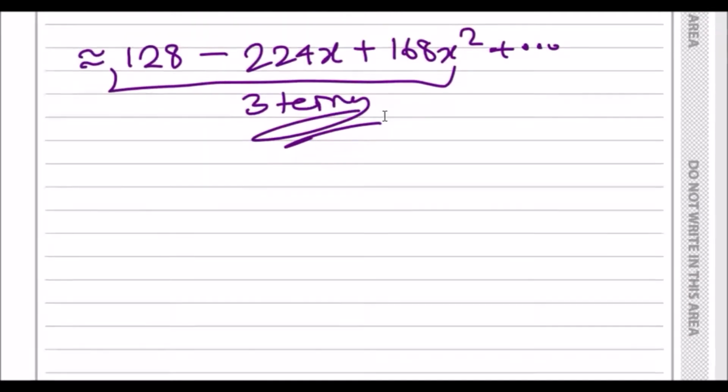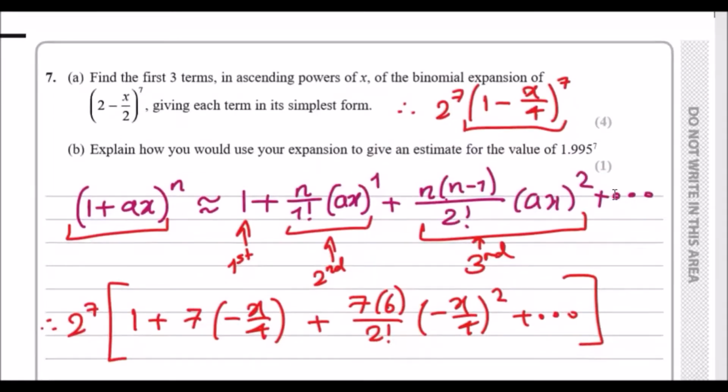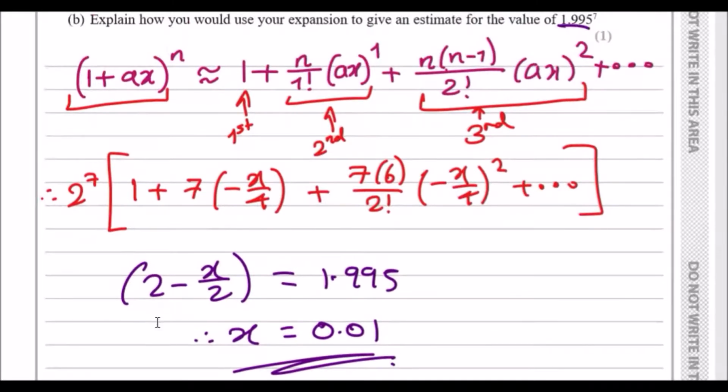Well, you just have to use your answer here to work that out. When you look at this figure, you need to notice that it is similar to the original bracket before it's expanded. They both have power 7, and the only difference is the inside term. They kept it algebraic and actually gave you a number here. So all you essentially need to do is find the correct x value to give you this. I equated them. I said let (2 minus x over 2) equal 1.995, and I solved for x and got 0.01.